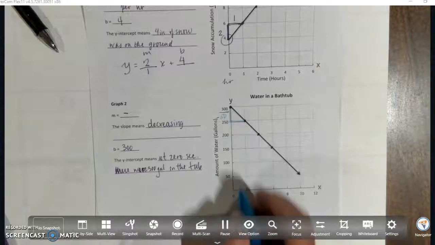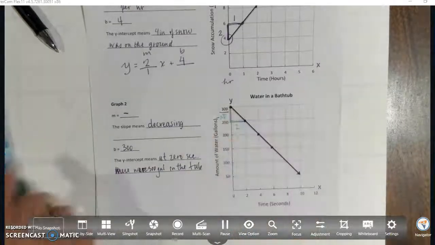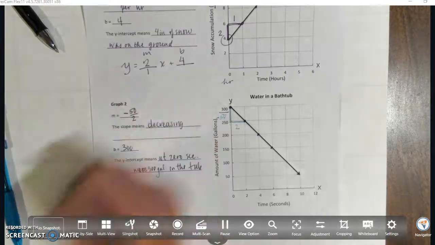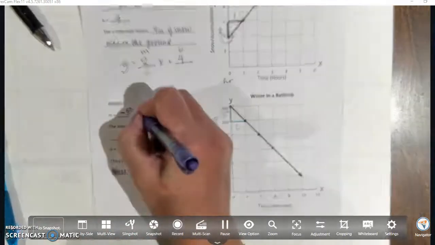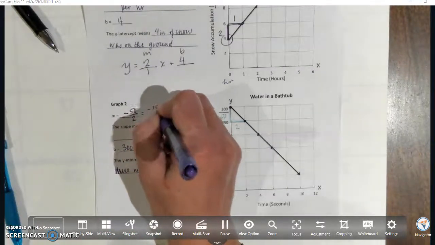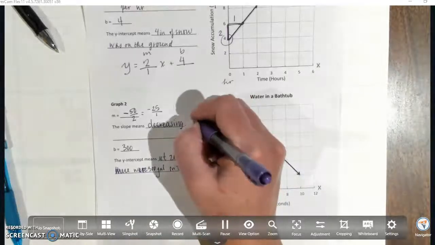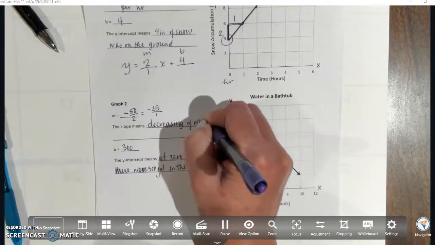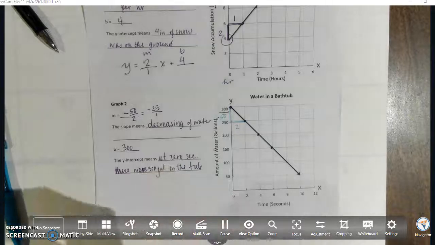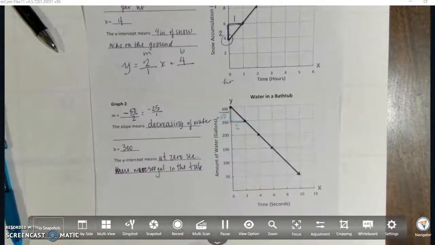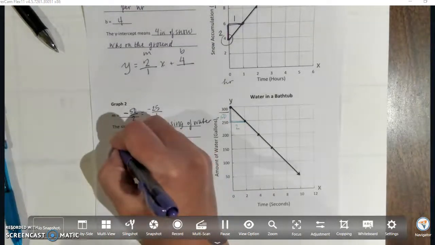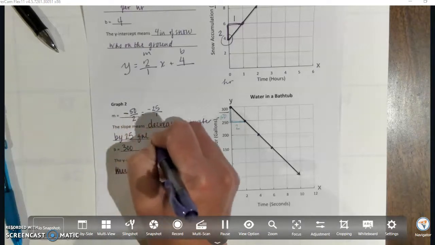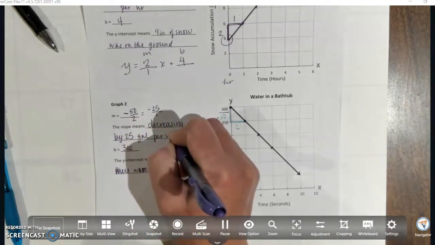Here the change is 2. So when you're writing out initially, yeah, you can say 50 over 2. We always have to reduce it as much as possible. 25 over 1. So decreasing of water or draining. Now you can kind of fine-tune your statement by 25 gallons per second.